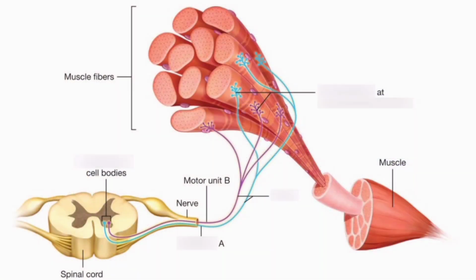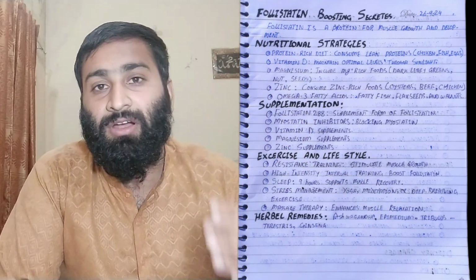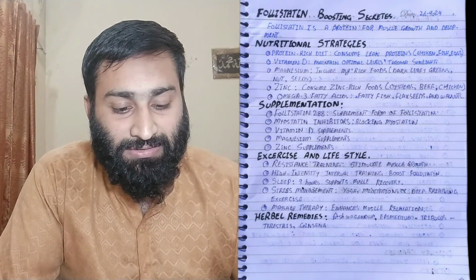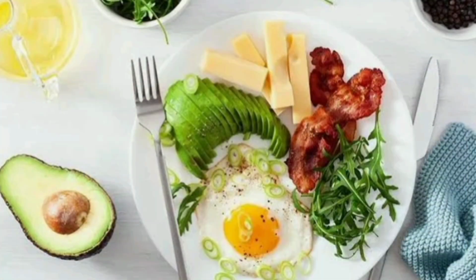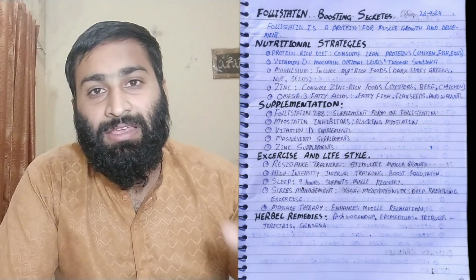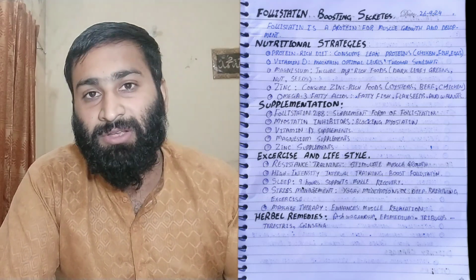It means that in the early age of a person, follistatin increases for the growth of the muscle if the workout is hard. The nutrition strategy is a protein-rich diet. Consume lean proteins: chicken, fish and eggs. Especially the fertilized egg is recommended for increasing follistatin for muscle growth.